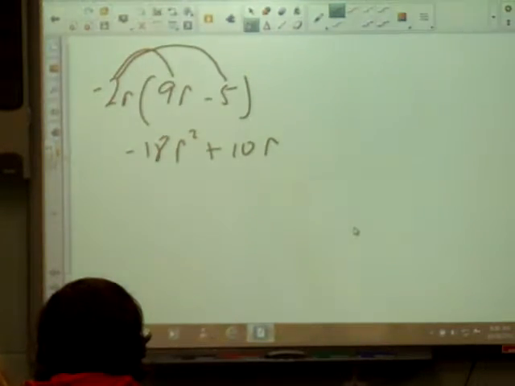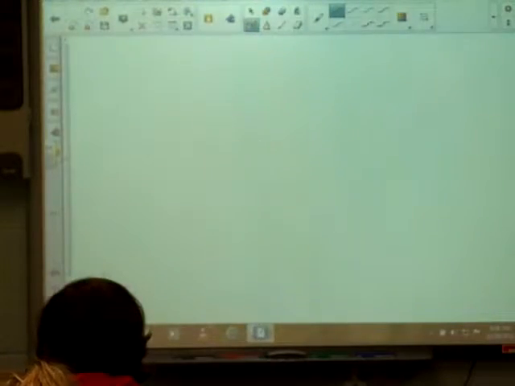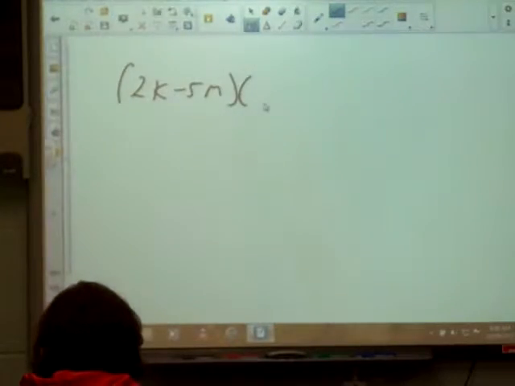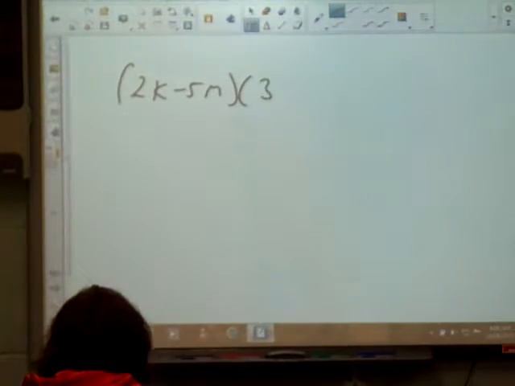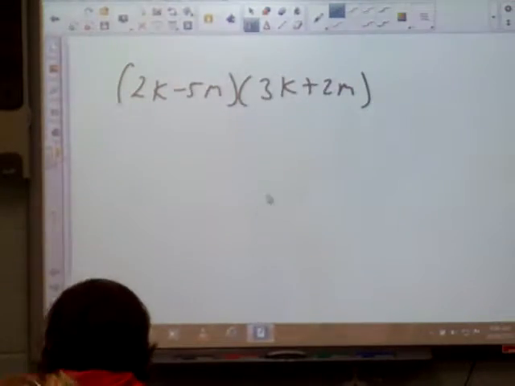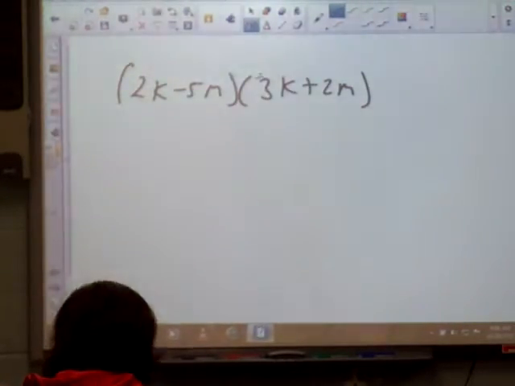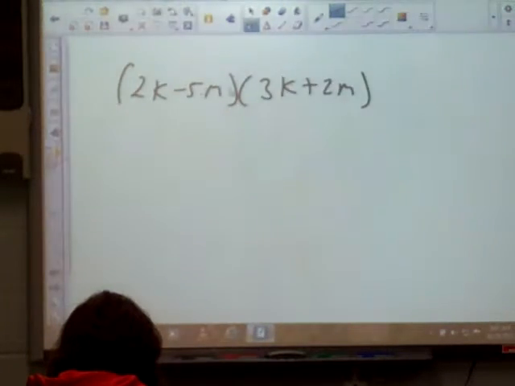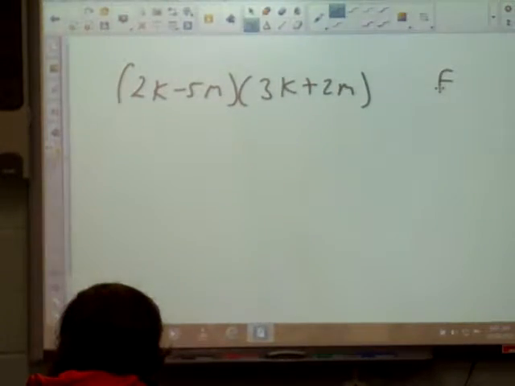Alright, let's look at a binomial times a binomial. I've got 2k minus 5m times 3k plus 2m. Alright, so I've got a binomial times a binomial. Now your options for this, you could take this 2k, distribute it to everything over here, take the negative 5m, distribute it to everything, and then combine like terms. That'll work. That's how some teachers do that. When I have a binomial times a binomial, I always do FOIL. So that's what I'm going to be looking at here.